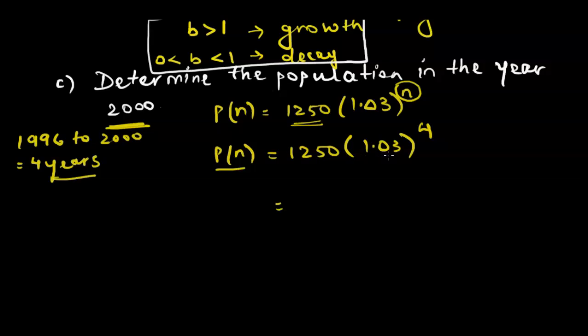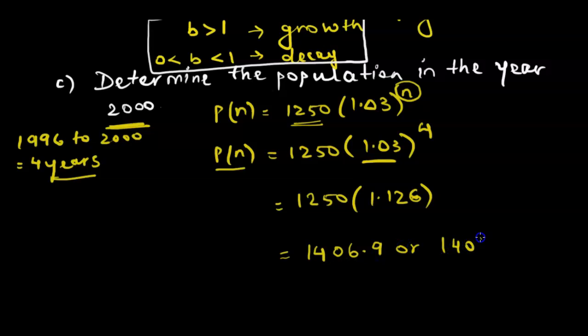All we have to do is just put this all on the calculator. We need to first take 1.03 to the power of 4 and find out what that is equal to. That gives us 1.126. Then we have to multiply it with 1250, and the answer that we get is 1406.8, or we can round it to 1407 if we want to round it to the nearest whole number. So this is the population going to be in 4 years.